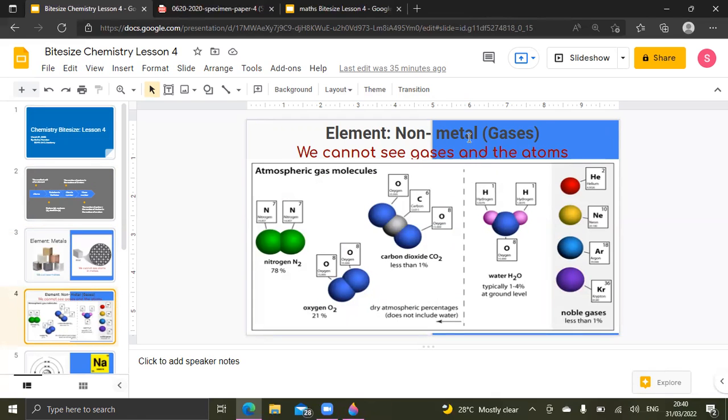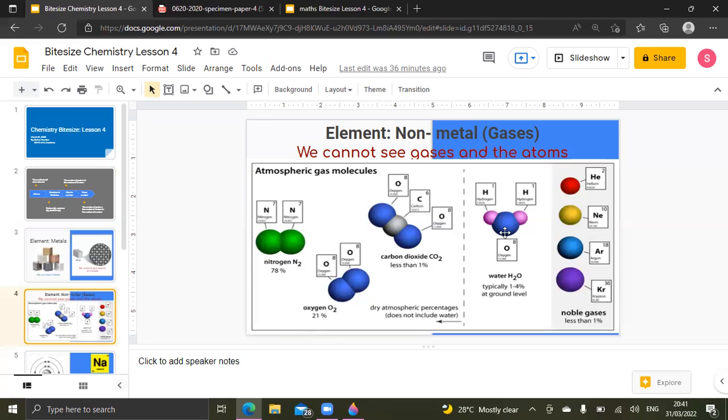But for non-metal, for example gases, we cannot see gases. What about the atom? We cannot see it as well, so we represent it by a drawing here. When we study gases, if you were able to see, this is what we would see. The nitrogen gas is where two atoms of nitrogen combine together, forming what we call a molecule. Then carbon dioxide: we have one atom of carbon and two atoms of oxygen, so the symbol is CO2. Oxygen gas is also a molecule, O2.